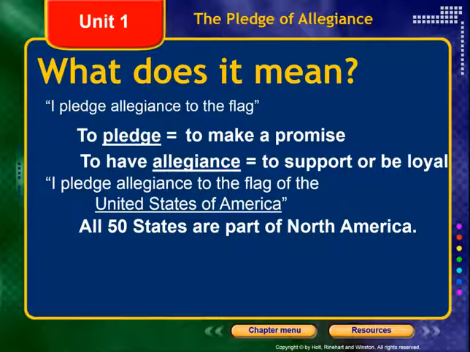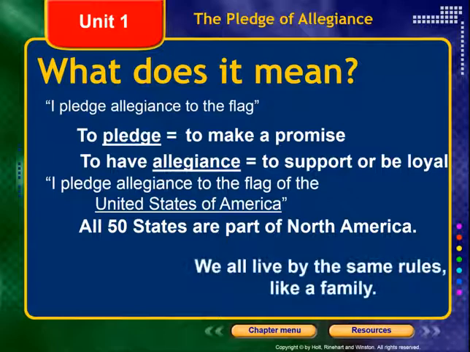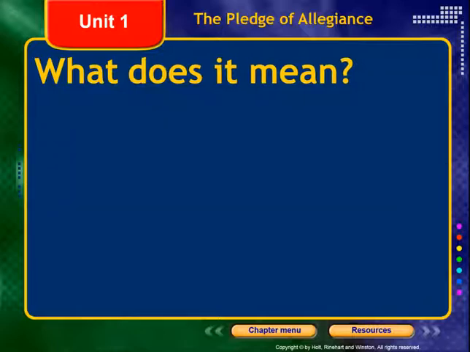Now, I'm going to get into a little bit more detail later, but for now, let's just assume that we are one culture, one society, and we live by the same rules, just like a family does. A family will have household rules, and as a nation, we have national laws. We live by the same rules just like a family.